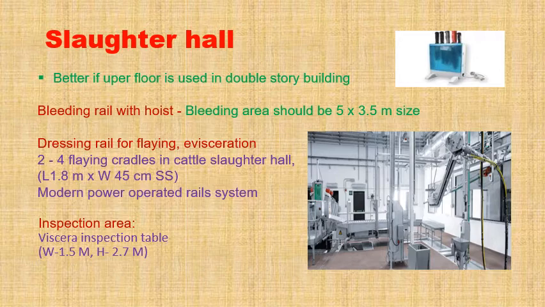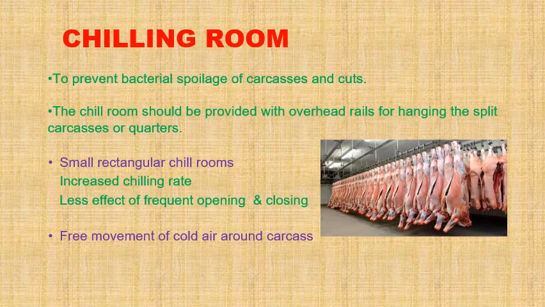And finally there is a special inspection area. After evisceration, the organs and the carcass are inspected by the meat inspectors. Sometimes there will be a moving top table carrying the viscera, and the viscera inspection table can be a width of 1.5 meter, height 2.7 meter. Now about the chilling room.